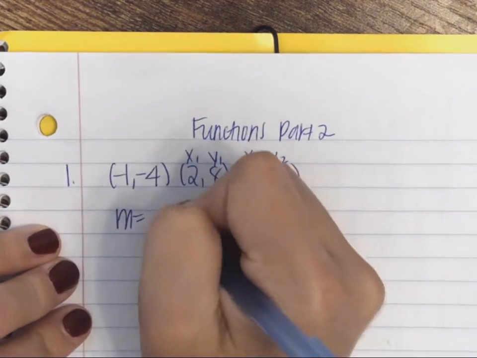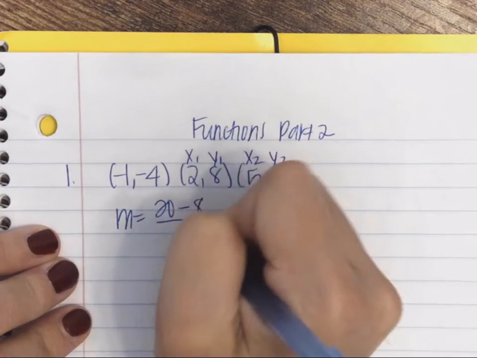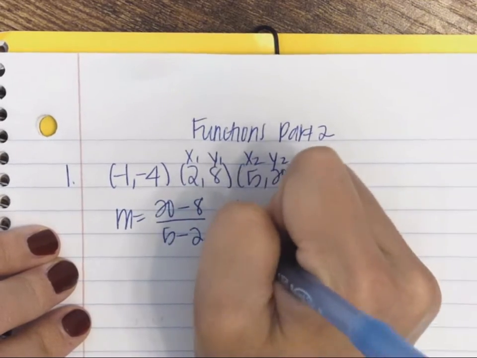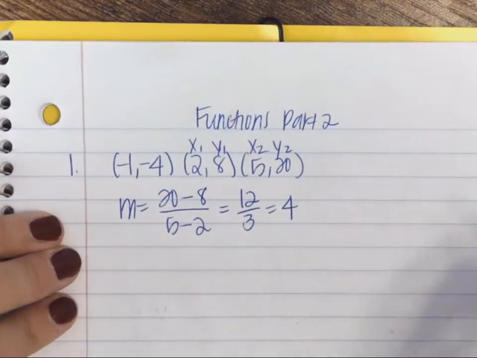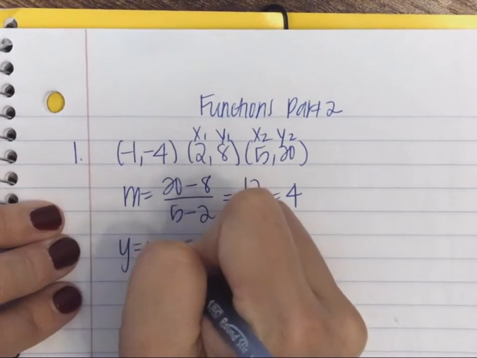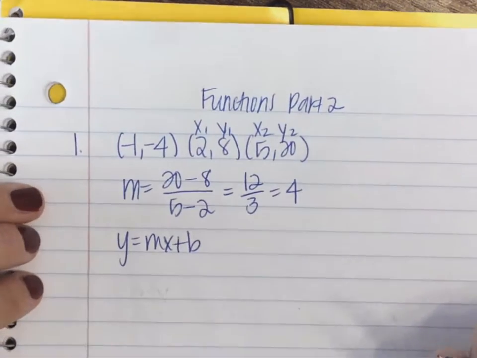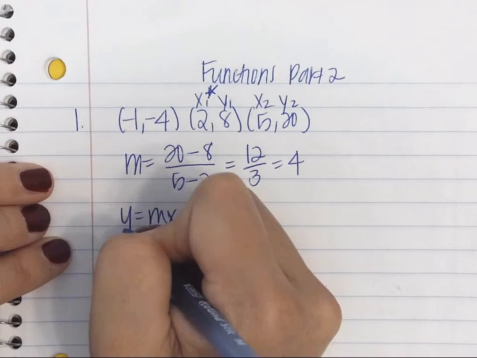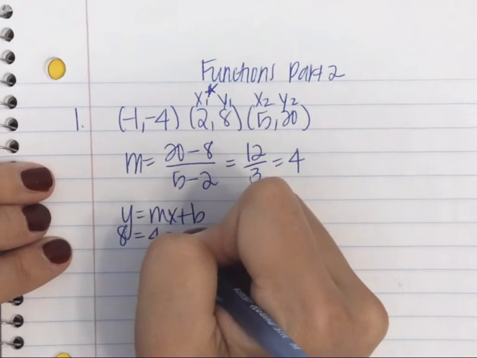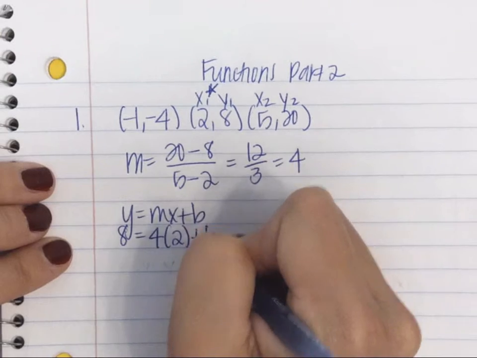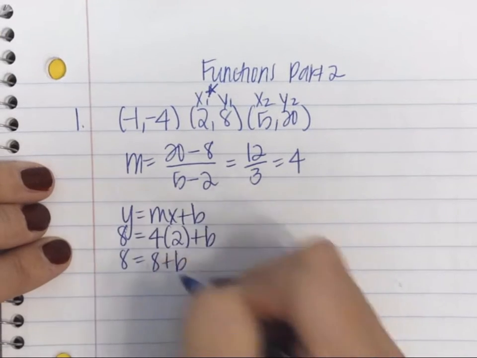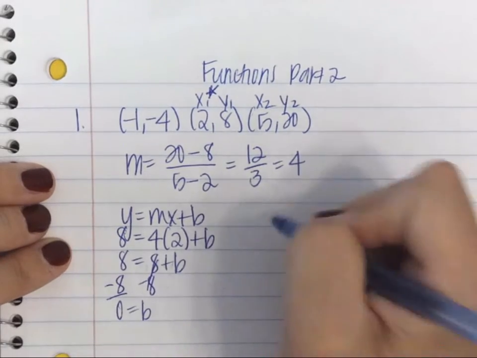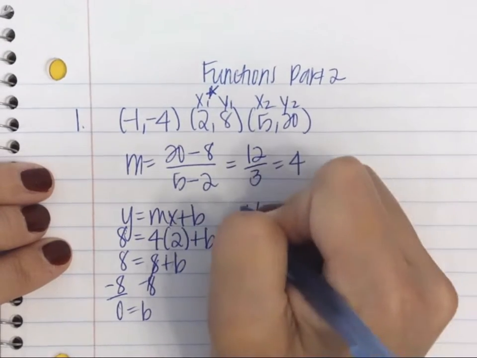So m is equal to y2 minus y1 over x2 minus x1. That gives me 12 over 3, which means my slope is 4. And then I'm going to find b by plugging everything into my equation and solving for b. I'm going to use this ordered pair right here. So I'm going to plug in 8 for y, 4 for my slope, and 2 for x. And I get 8 is equal to 8 plus b. And then we're going to subtract 8 on both sides to get b is 0. So my equation is y equals 4x.